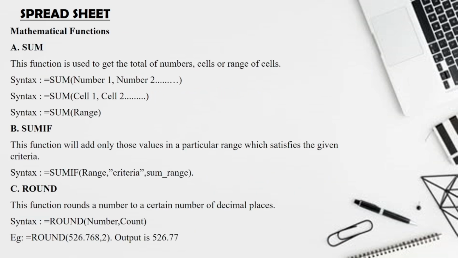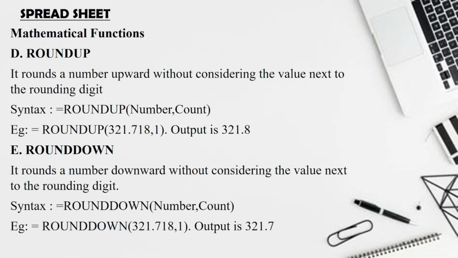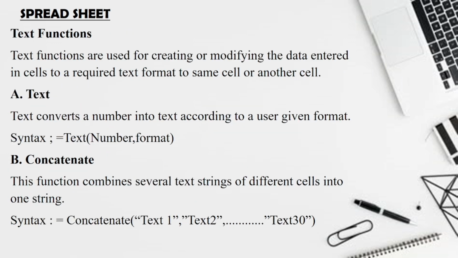Mathematical functions include SUM. This function is used to get the total of numbers in a cell or range of cells, and SUMIF, this function will add only those values in a particular range which satisfy the given criteria. So, kindly go through that syntax also. ROUND, this function rounds a number to a certain number of decimal places. ROUNDUP rounds a number upward without considering the value next to the rounding digit. Then ROUNDDOWN means it rounds a number downward without considering the value next to the rounding digit.